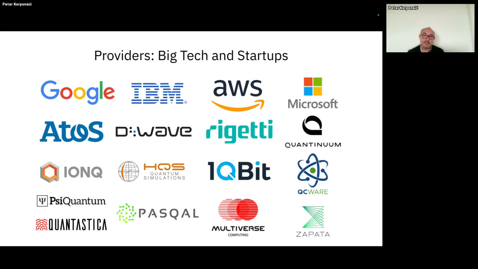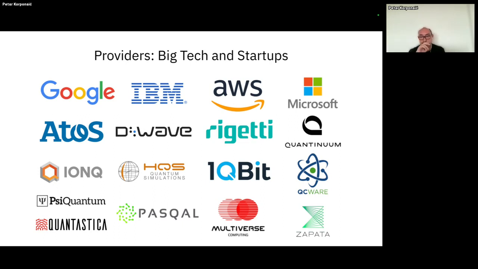Most of these companies also have hardware, not only software. But some companies have only software, like Quantastica. So we are only in software. We didn't develop our own quantum computer. We are developing software for quantum computing.